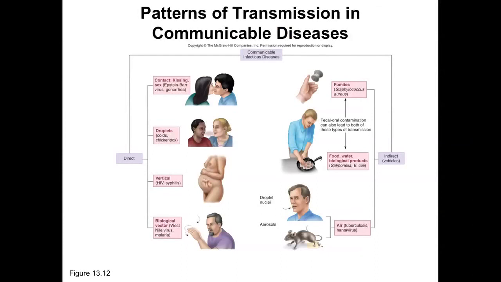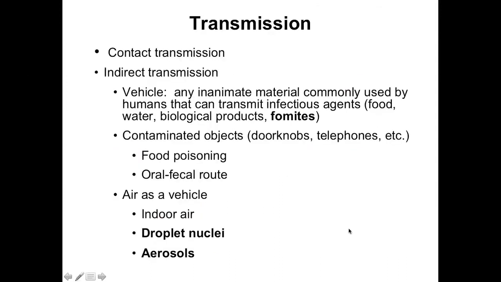So patterns of transmission, so this is pretty much common sense. You can see contact, droplets, vertical, so from mother to child. Biological vectors such as mosquitoes or ticks or whatever the case may be. Can also be from fomites, bacterial water. Fomites are non-living vectors. And then air is also obviously a way of transmitting organisms.